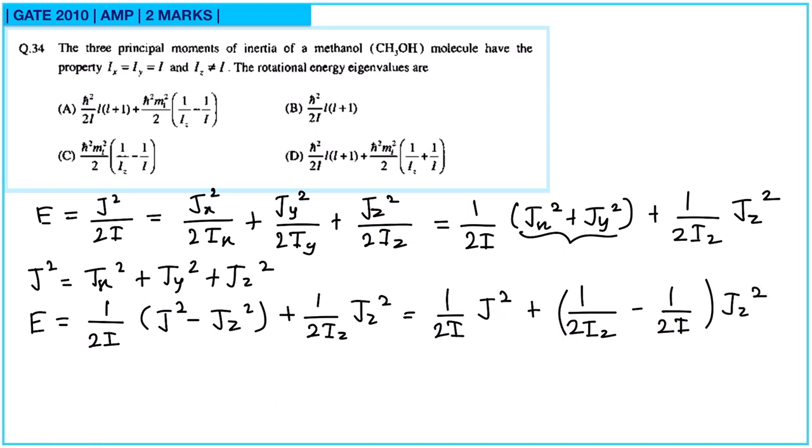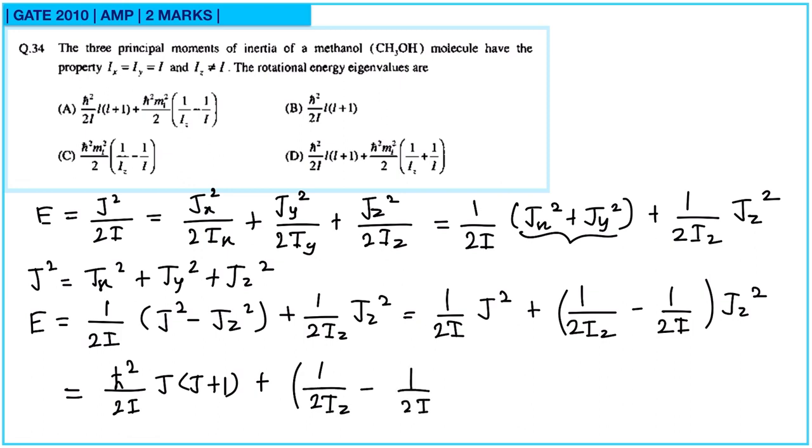Now we know J square is equal to J(J plus 1) h cross square. So this will be h cross square upon 2I into J(J plus 1) plus 1 upon 2Iz minus 1 upon 2I. Jz square is mj into h cross, so square is mj square h cross square. We can take this h cross square common, and then option A will be correct.